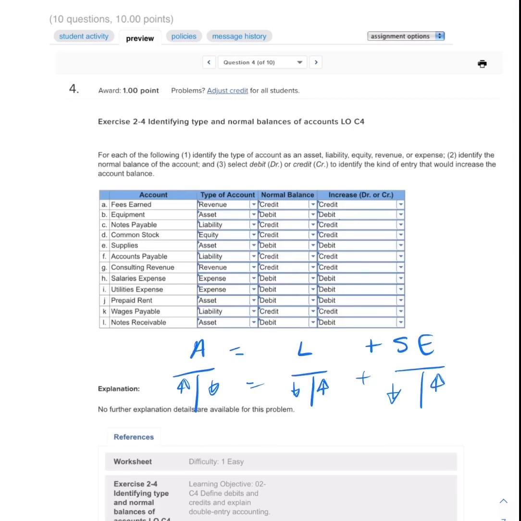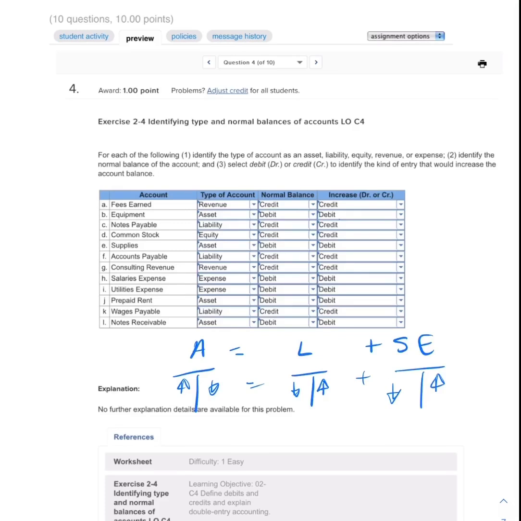So the next one we want to look at here is notes payable. Notes payable is a liability. Liabilities increase with a credit. And so that is the normal balance as well. Next, we're looking at common stock, which is an equity. And equity accounts increase with a credit. Supplies is the next one. Supplies are an asset that increase with a debit. Accounts payable is a liability. And because it is a liability, it will increase as well with a credit.